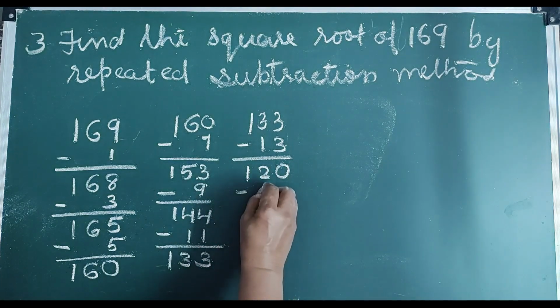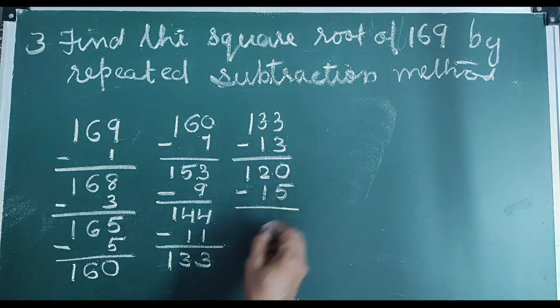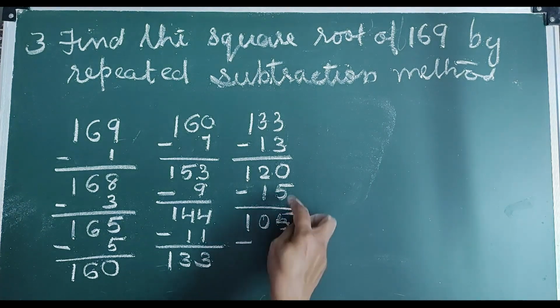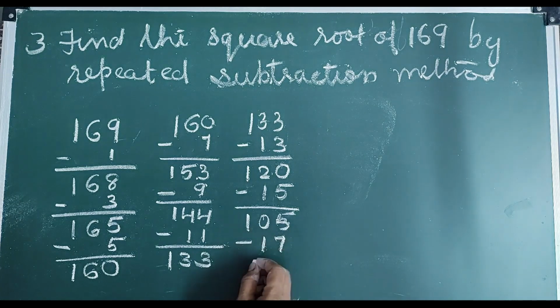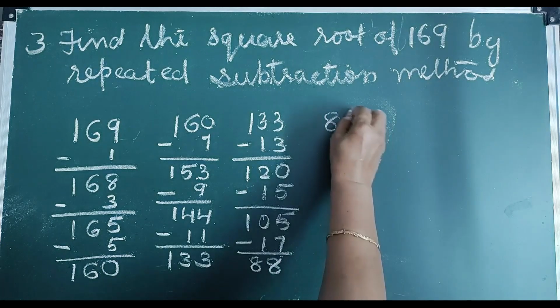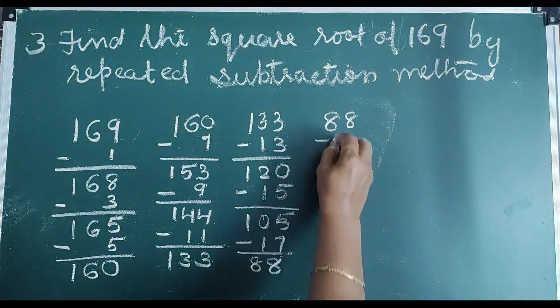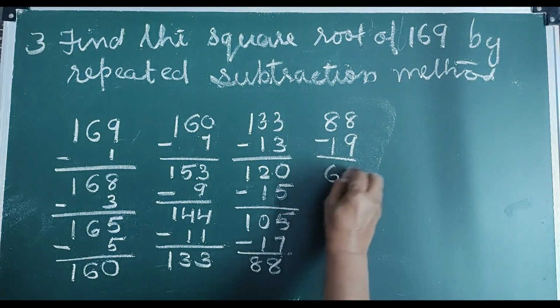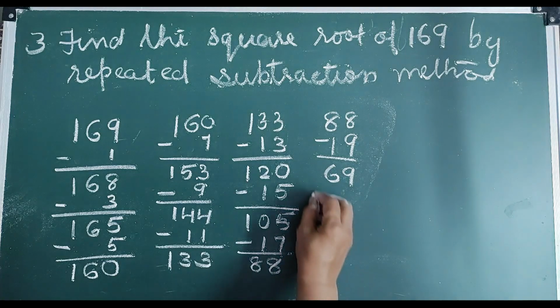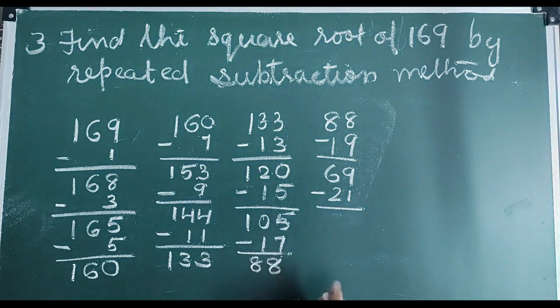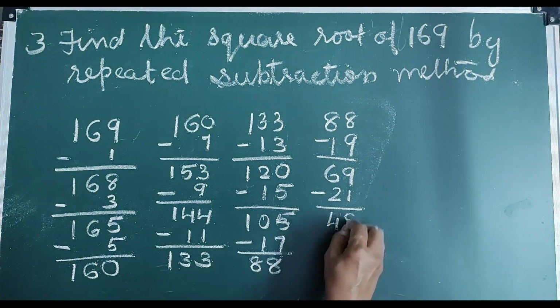Now 120 minus 15, next odd number, that is equal to 105. Now 105 minus next odd number is 17, that is 88. Now 88 minus next odd number is 19, that is 69. Now 69 minus next odd number 21. So 69 minus 21 is 48.